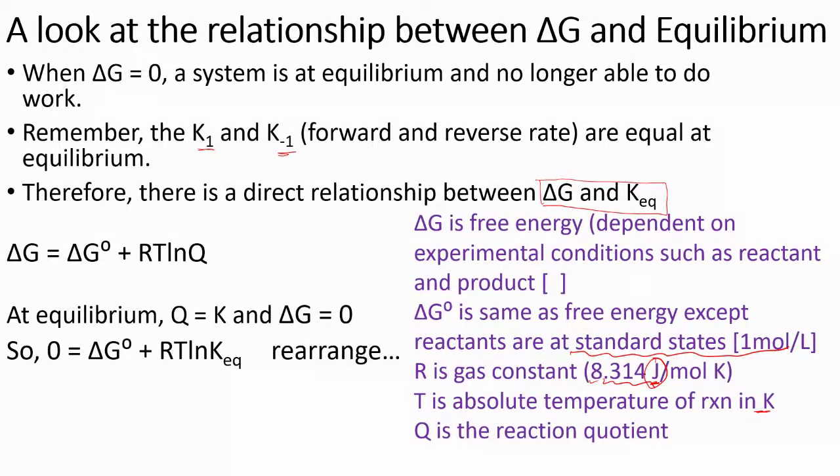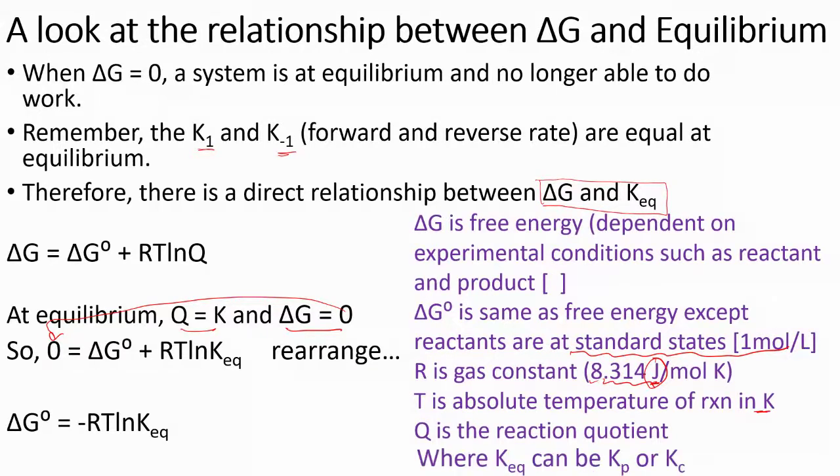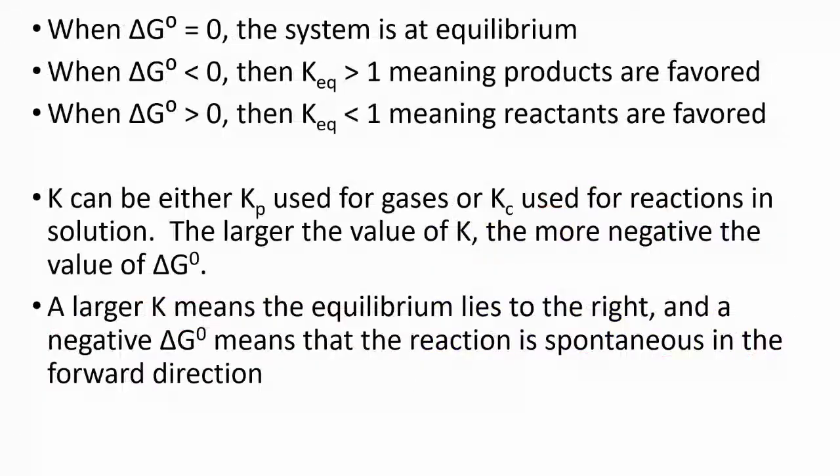So at equilibrium, Q equals K and delta G equals 0, then we can plug in 0 for delta G and rearrange. When we rearrange, what we end up with here is delta G prime equals negative RT natural log of K. And our K can either be the pressure or the concentration, Kc or Kp. Okay, so if delta G prime equals 0, we are at equilibrium.